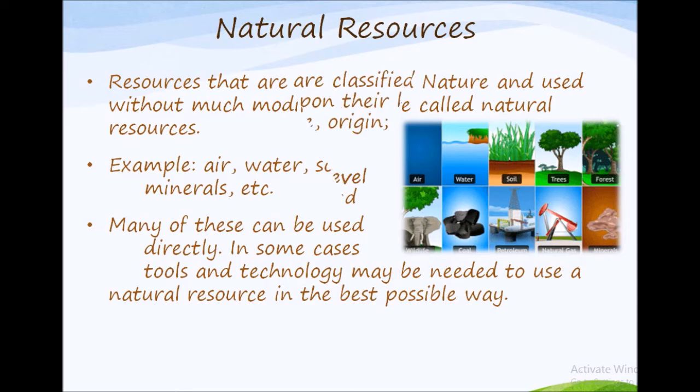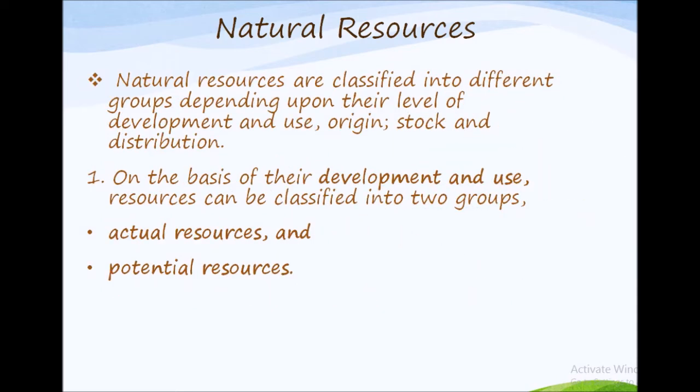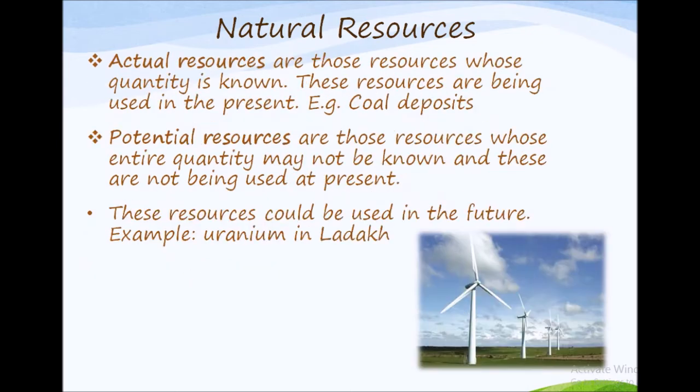Natural resources can be further classified into different groups depending on their level of development and use, origin, stock, and distribution. Based on their development and use, natural resources can again be classified into two groups, that is, actual resources and potential resources. Actual resources are those resources whose quantity is known and which are being used in the present, like the rich deposits of coal in the Ruhr region of Germany, petroleum in West Asia, and the dark soil of the Deccan Plateau in Maharashtra. These are all actual resources.